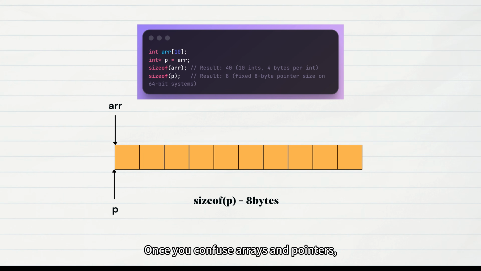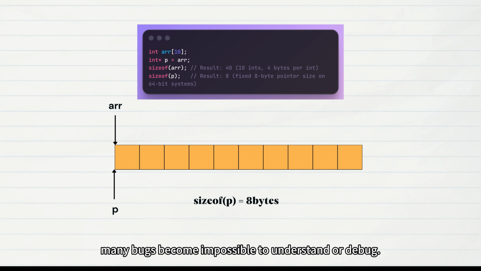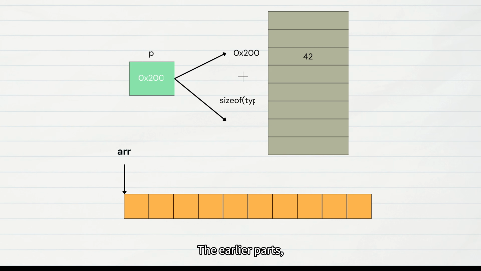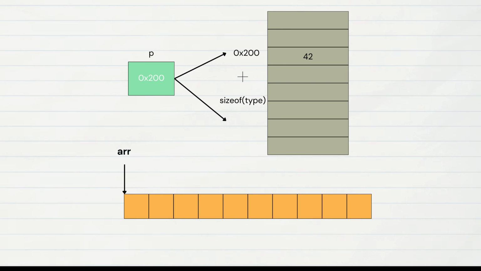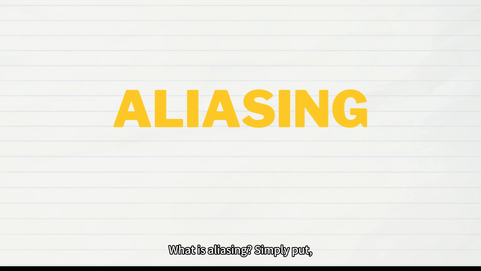Once you confuse arrays and pointers, many bugs become impossible to understand or debug. The earlier parts, with enough coding and debugging, you can gradually understand. Now comes the part that many people have never truly understood. Aliasing, the aliasing problem. What is aliasing?